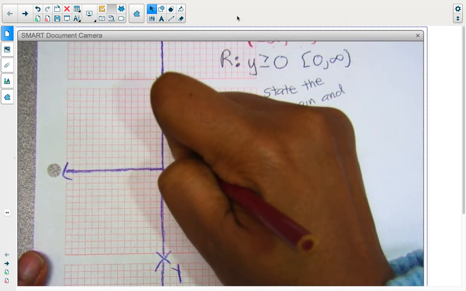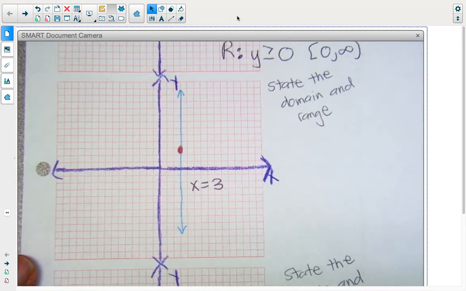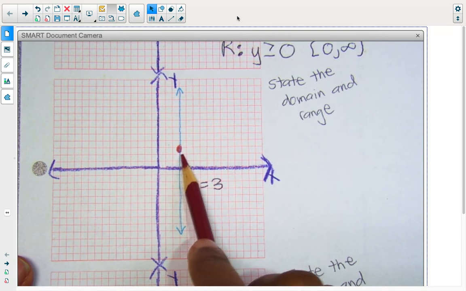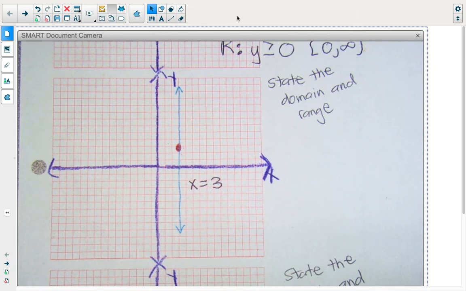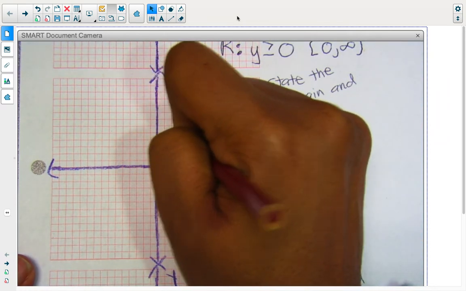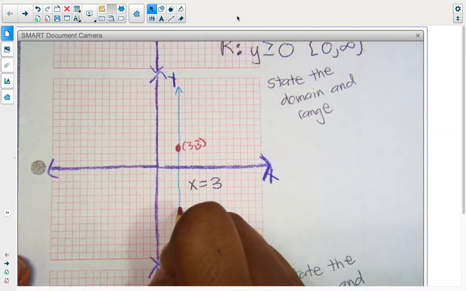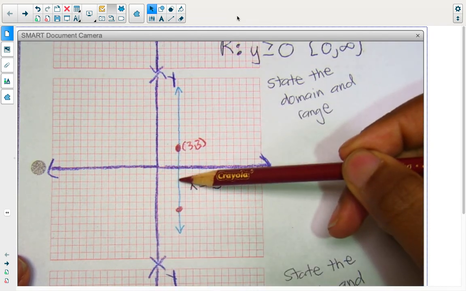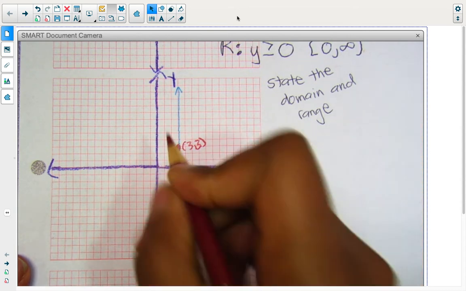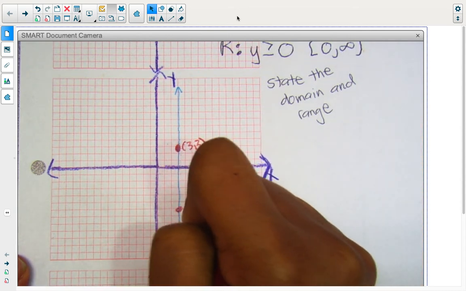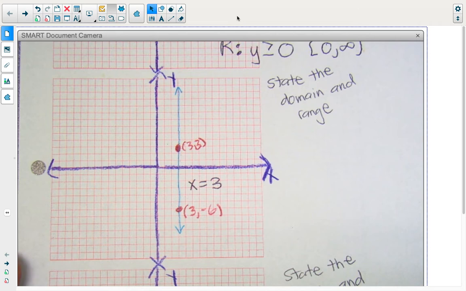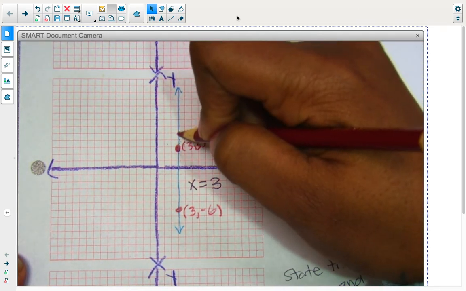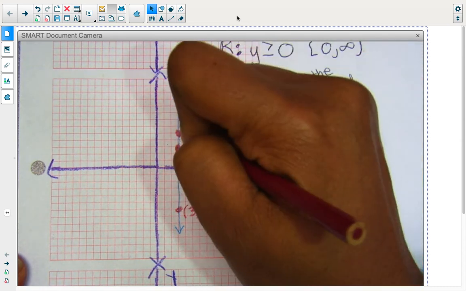Say I want to know what this point right here is. This point is 3, 3. So x is 3 and y is 3. Let's come down here and see what this point is. If I count 1, 2, 3, 4, 5, 6, this point here is 3, -6. And let's do one more and then maybe it'll click for you. If I go up, let's say this point is 3, 5.